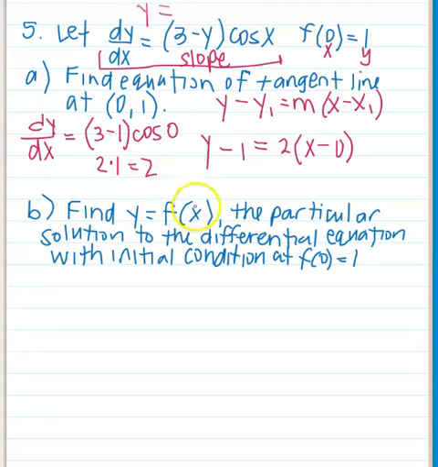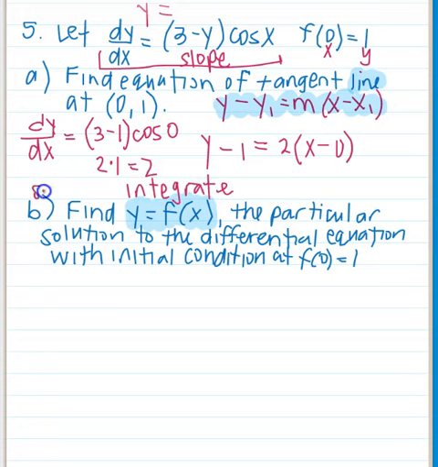Okay, so now the next part says find y equals f of x. Now it's saying not specifically find a linear equation, right? An equation of a line. A line means you have this form here every time, where it says just find y equals f of x. That's the particular solution. That's when you're going to integrate.